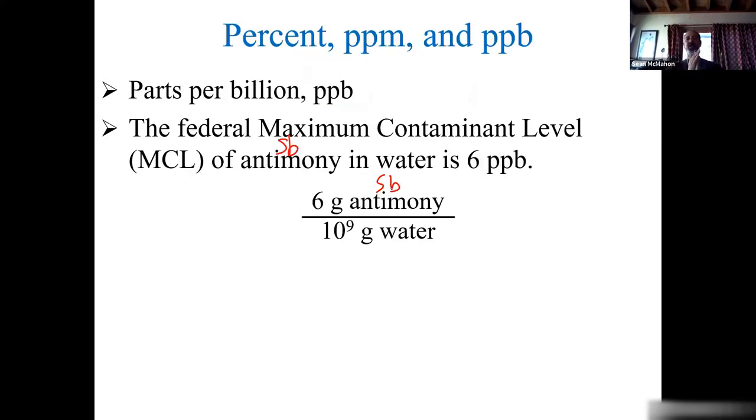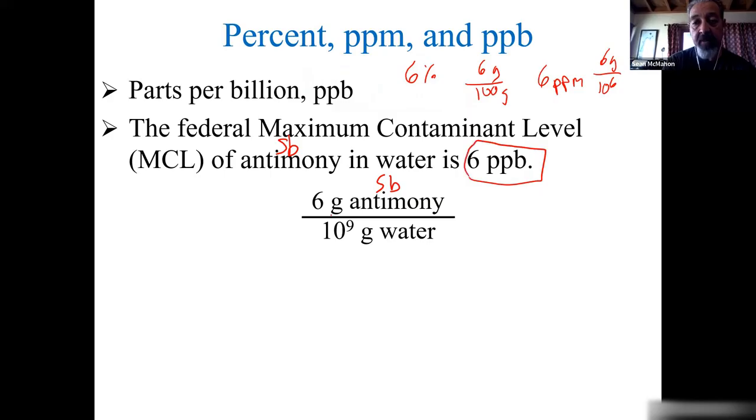So we could do those conversion factors, the same as we did, so if I wanted to use the example, if it said 6%, it would be 6 grams per 100 grams. If it was 6 ppm, parts per million, it'd be 6 grams per 10 to the 6. If it's 6 ppb, now we're doing 6 grams per 10 to the 9. So instead of doing 10 to the 2nd grams or 10 to the 6 grams for parts per million, now we're doing 10 to the 9 because it's parts per billion.